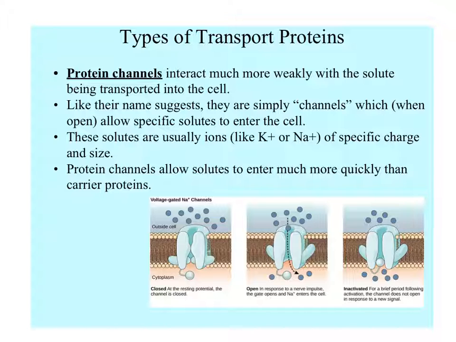Now the other type of protein that allows substances to move in and out of the cell are called protein channels or channel proteins. Remember, carrier proteins are very slow because they only allow one molecule to come in at a time. It's kind of like a single file type of deal. Now, all you need to know here is channel proteins allow substances or solutes to enter much more quickly because if they are open, all of the solutes can just rush in. They don't have to wait for that protein to change its shape. They can just all rush in as fast as they can.